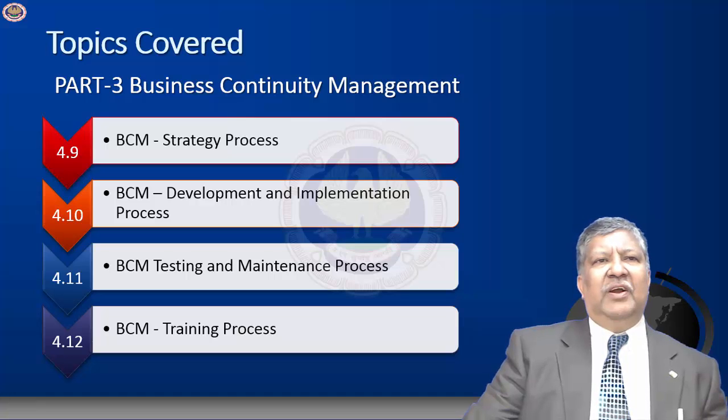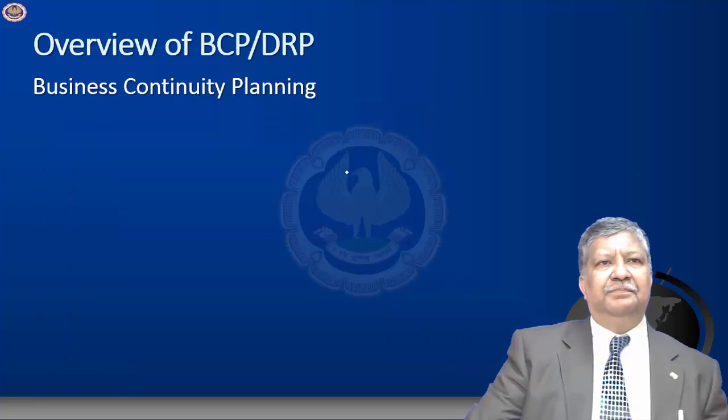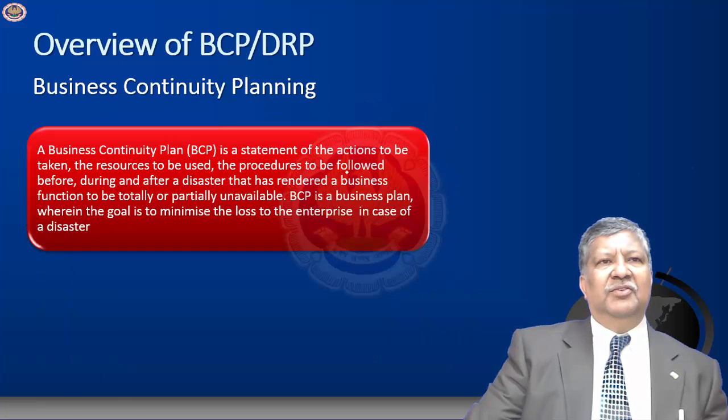Now you find a lot of similarity between DRP, BCP and BCM, but you need to remember that BCM is at a macro level, BCP is a subset of BCM, and the DRP is a subset of a business continuity plan. Let's have a quick overview of what a business continuity plan is, which we already discussed.